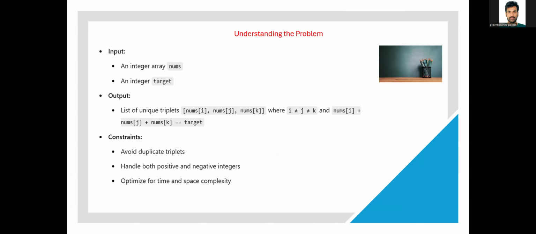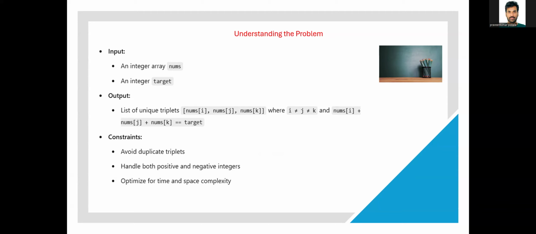So let's understand the problem. The problem takes an array of integers and a target sum. Our task is to return all unique triplets in the array that add up to the target. It's crucial that the triplets are unique, meaning no duplicate sets should be present in the output. Handling duplicates is a key challenge. Additionally, the array may contain a mix of positive and negative numbers, which adds to the complexity. Therefore, our solution must be optimized for both time and space to handle large data efficiently.